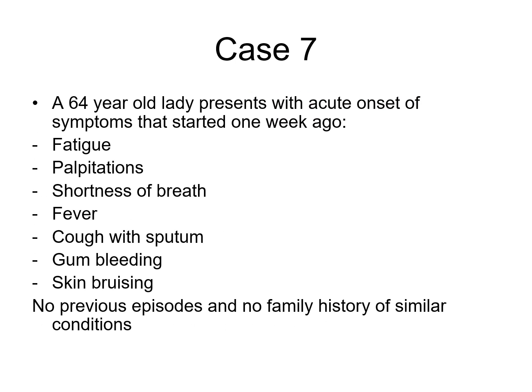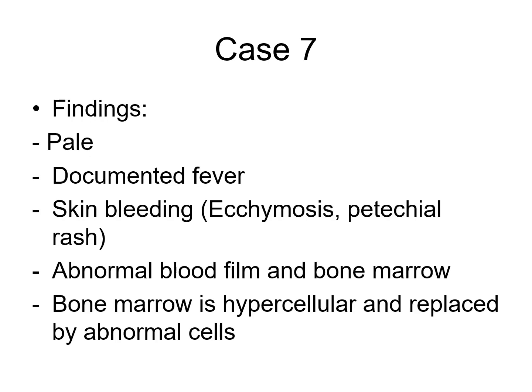So the anemic patient has abnormally functioning white blood cells and probably a low platelet count. When we examined her, we found that she is pale. She has documented fever, so she is febrile. She has ecchymosis and petechial rash. There are also some abnormal cells in the blood film and in the bone marrow. The bone marrow examination reveals a hypercellular marrow replaced by abnormal cells.